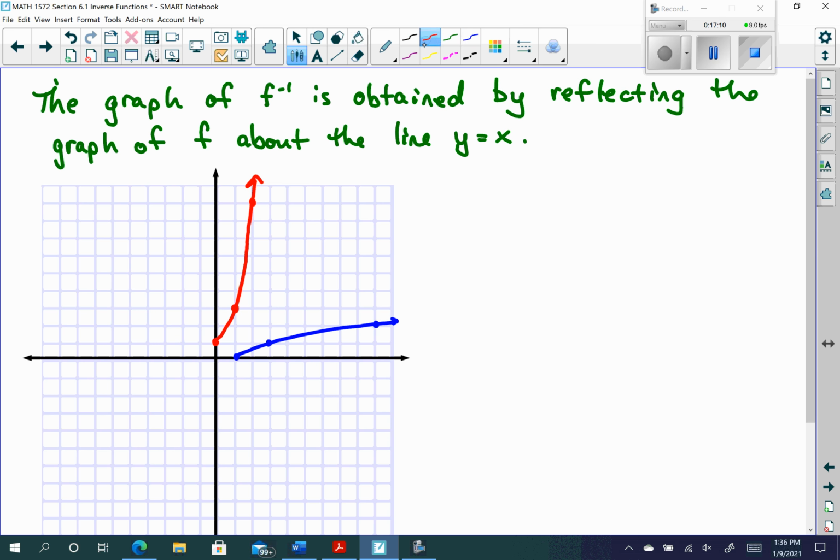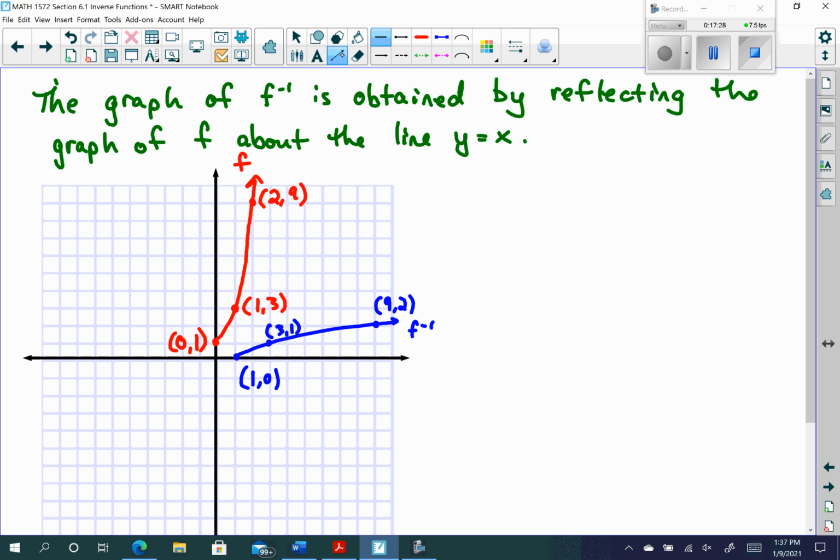I'm actually going to color code these here. So I have 0, 1, I've got 1, 3, and 2, 9. This is all on the graph of f. Over here I have 1, 0, I have 3, 1, and then I have 9, 2. This is on the graph of the inverse.